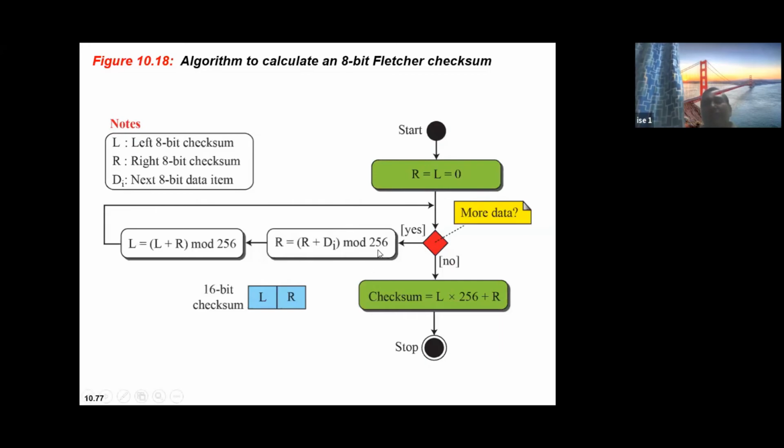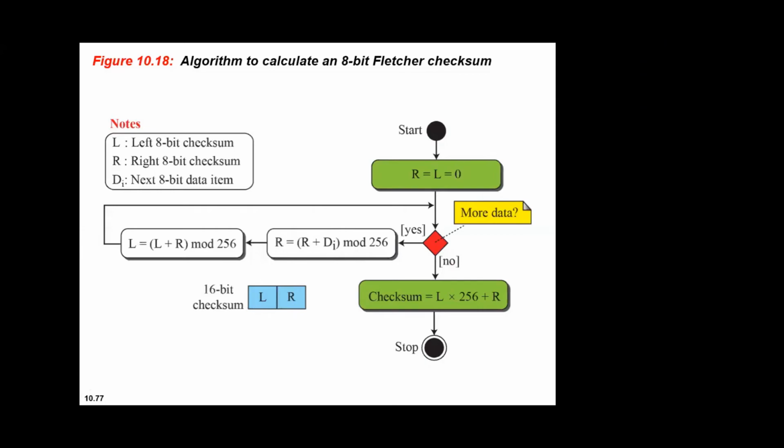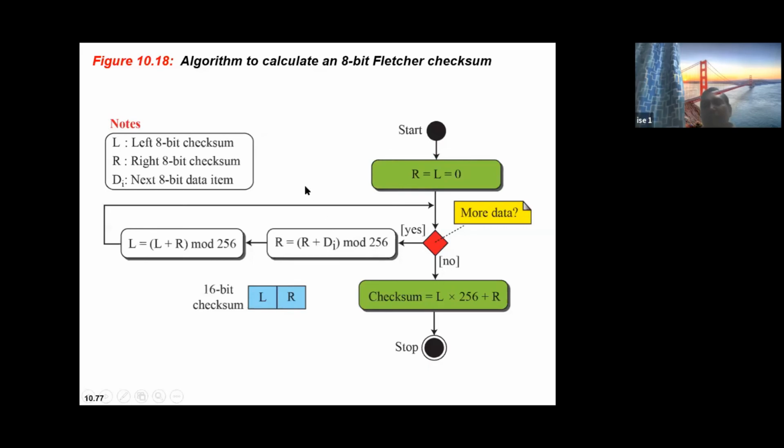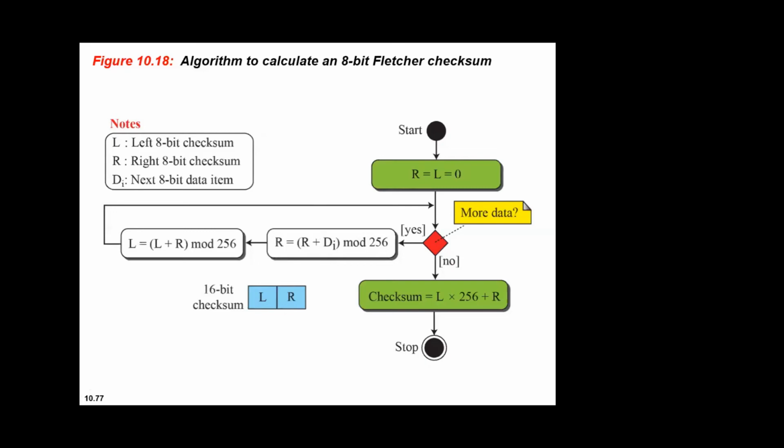45 mod 256, how much will it be? How will you define the mod operation? 45 itself. See, if the operation is A mod B, if A is less than B, the result of this mod operation is A itself. Understood? Yes, sir.